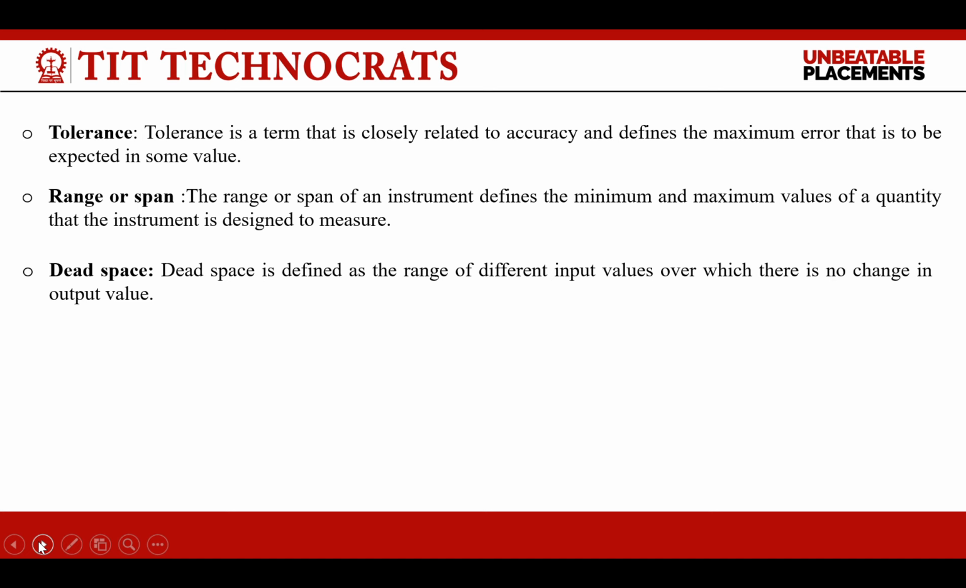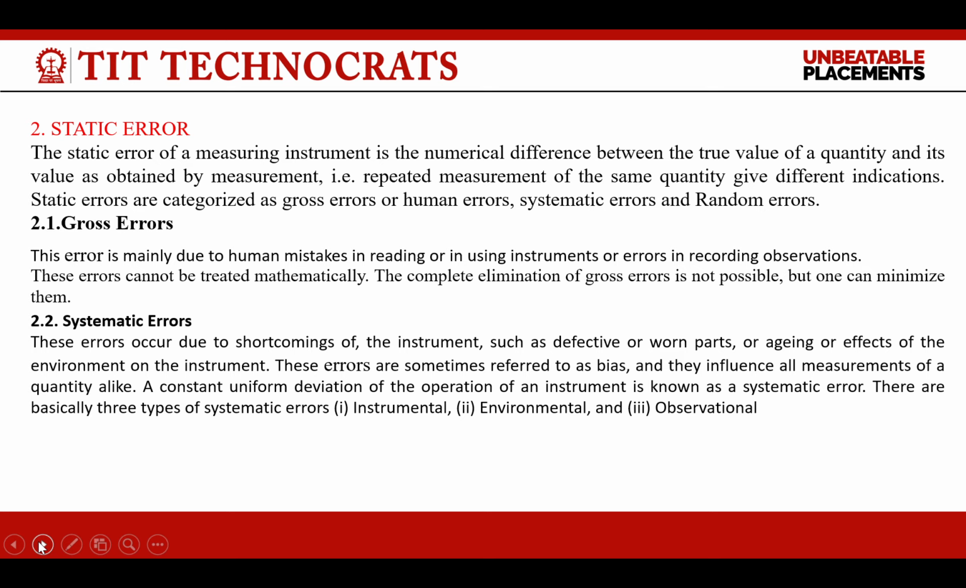Now tolerance is the term that is closely related to accuracy and defines the maximum error that is to be expected in some value. The range of an instrument defines the minimum and maximum value of a quantity that the instrument is designed to measure. And dead space is defined as the range of different input values over which there is no change in output value.